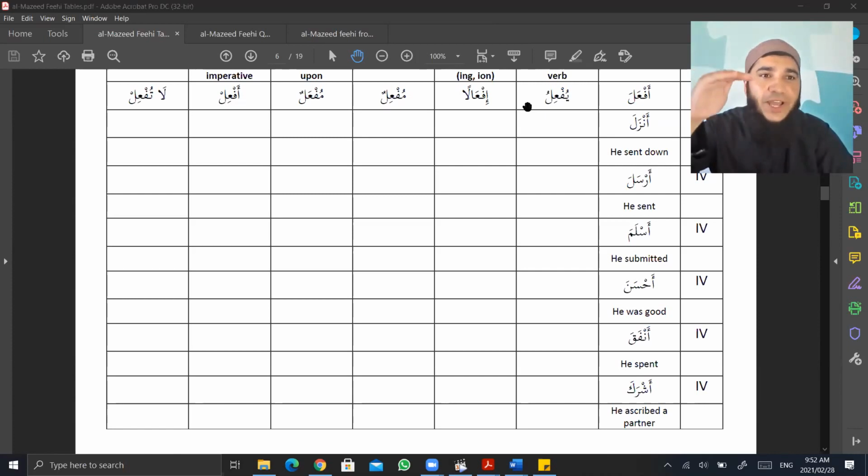It will never become fa'ila. No, it stays fa'ala, af'ala. It will always stay like that, no matter what root letters you put on there. Shukran, Maulana. The second root letter's haraka changing only applies to the first bab.